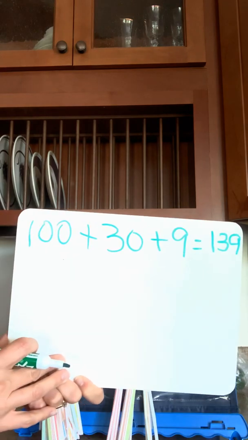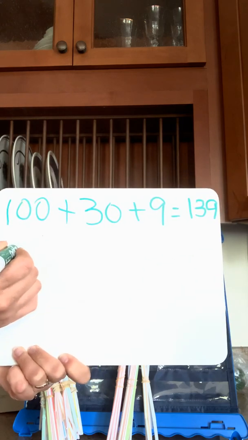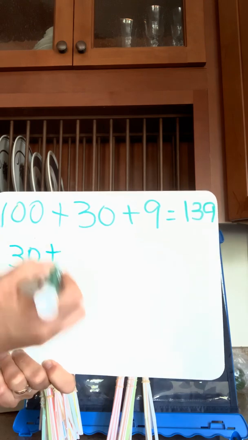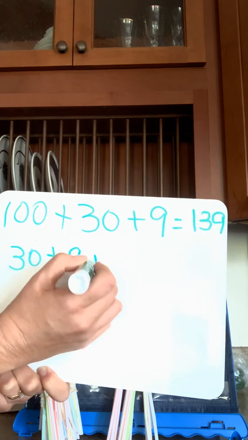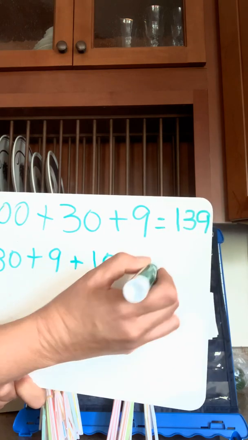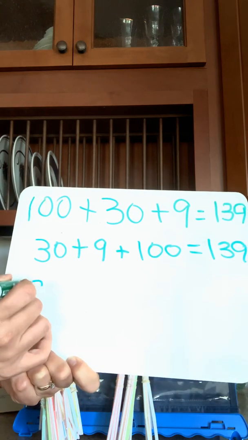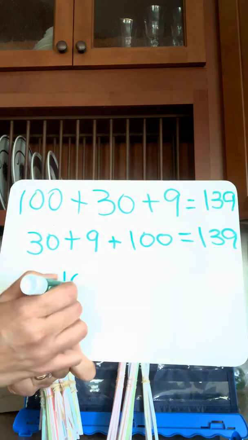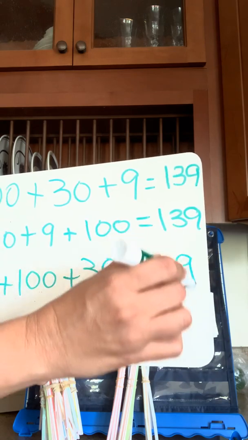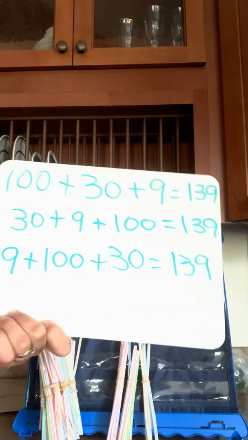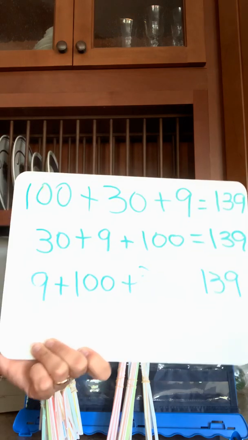You think about how we would write it a different way. Be saying it aloud as I write it. If you said 30 plus what? I think you said 9. If you didn't, that's okay. Plus 100 equals 139. Can you write it a different way? Of course you can. 9 plus 100 plus 30 equals what? 139. See if you can say it or write it in a different way.